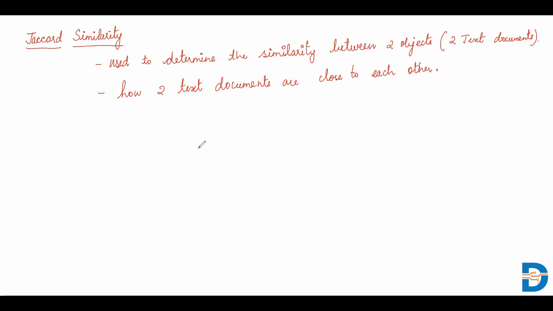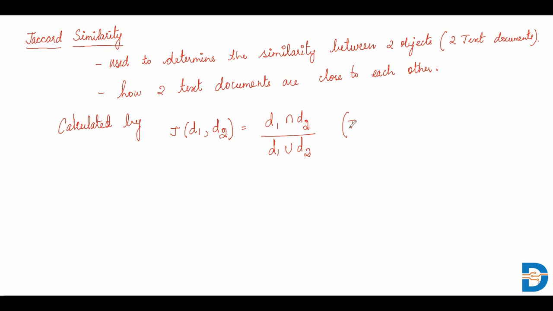So basically, it is calculated like this: if you have two documents, let's say document one and document two, the Jaccard similarity of both documents will be document one intersection document two, divided by document one union document two. So basically, it is intersection over union. What is this intersection over union? It is going to get the intersection, that is the common elements from both the documents, divided by the total unique elements from the documents. I'll explain this with an example.